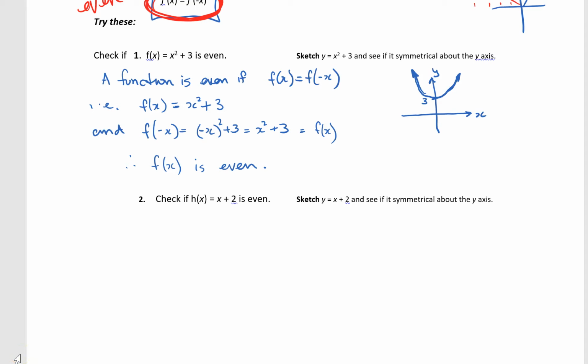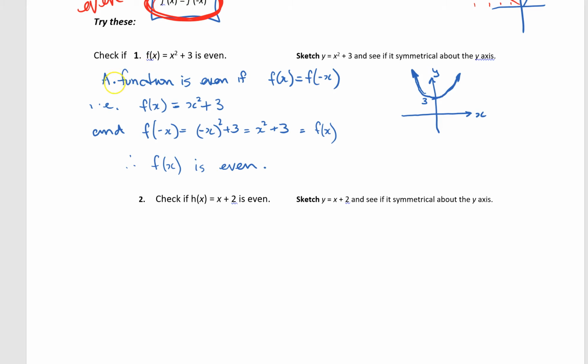So you can see here in this example 1, f of x is given as x squared plus 3, and you're being asked to check if that function f of x is even. And then you're asked to sketch it and see if it is symmetrical about the y-axis, because remember, that's the graphical representation of what even means. We'll come back to the graph at the end when I've finished the algebraic section.